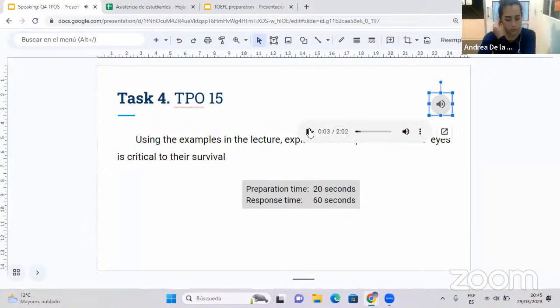Listen to part of a lecture in a biology class. Birds have some of the best vision capabilities in the animal kingdom. Some bird species have vision that is 8 to 10 times greater than humans. Overall, a bird's eyes are extremely important for its survival. One aspect of birds' eyes that plays a role in helping them survive, in other words, to find food or to avoid predators, is the position of the eyes in the skull.